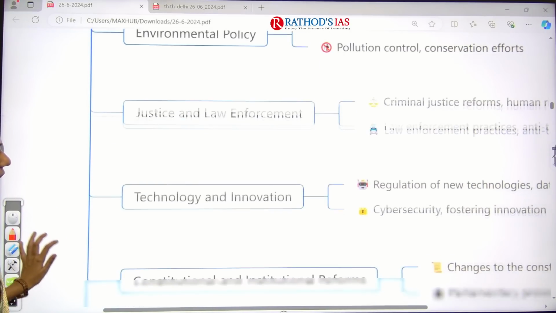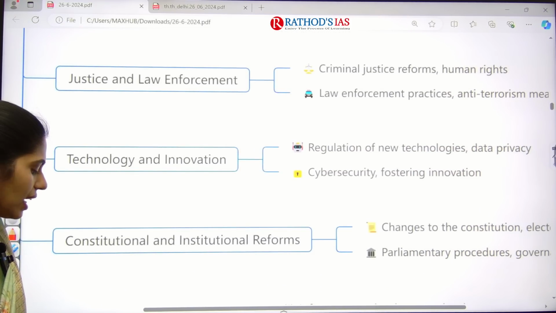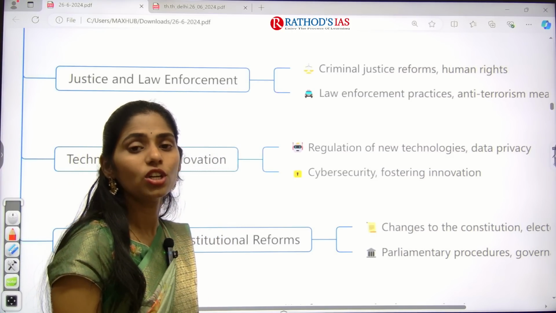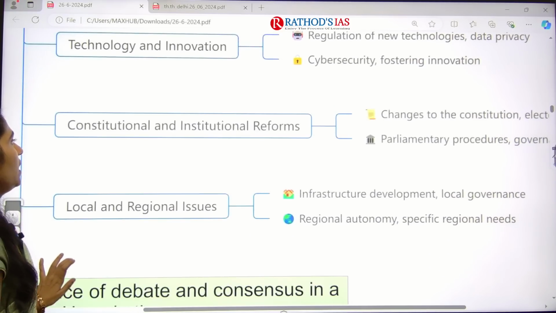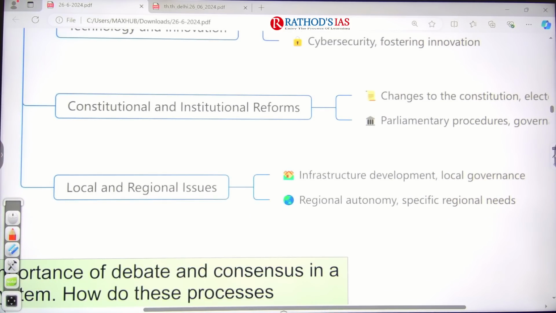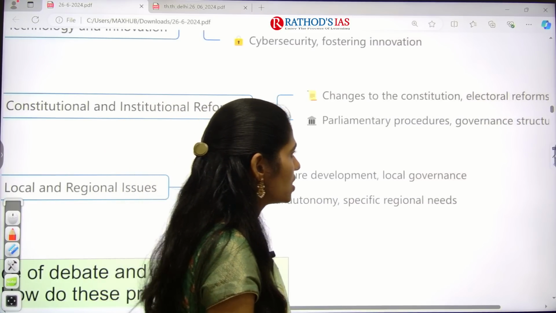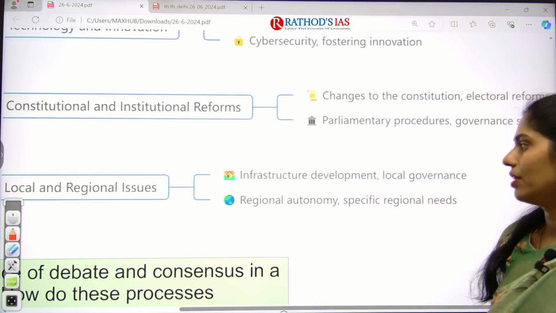And next one is regarding technology also, for example, regulation of new technologies, data privacy, cyber security, and also improving of innovation. So in these areas also we will be having discussions. And next one is regarding constitutional and institutional reforms like changing of constitution, parliamentary procedures and governance structures, electoral reforms. So everything will be having discussions.